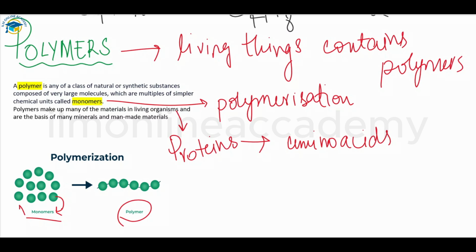A monomer is a small molecule, such as ethene, which can be polymerized to make a polymer. Poly means many, and mono means one. Polymerization is the chemical reaction in which the monomers join together to form long chains, which are known as polymers.